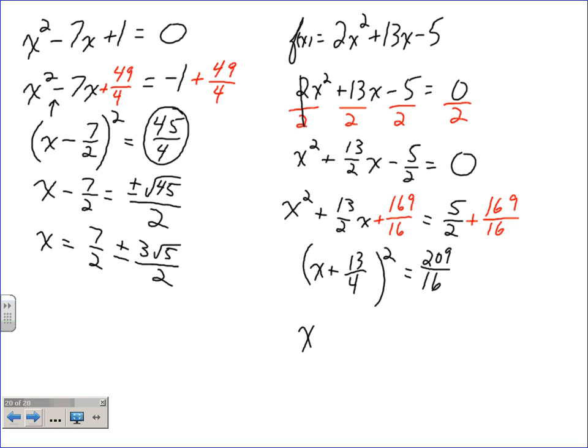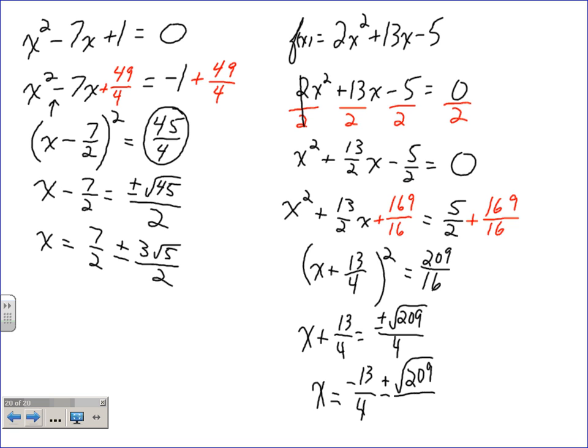Square root both sides. We have plus or minus the square root of 209 over the square root of 16, which is 4. And finally, subtracting 13 fourths from each side gives us negative 13 fourths plus or minus the square root of 209 over 4. Okay?